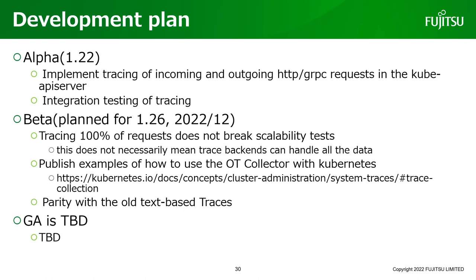In the beta version, they will verify that tracing 100% of requests does not break the scalability tests, publish an example of how to use the OpenTelemetry collector with Kubernetes, and reach parity with the old text-based traces. In the future, they plan to solicit feedback, make improvements, migrate text-based tracing, and more.